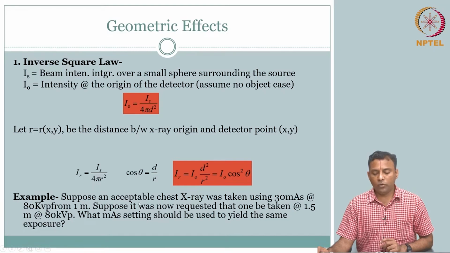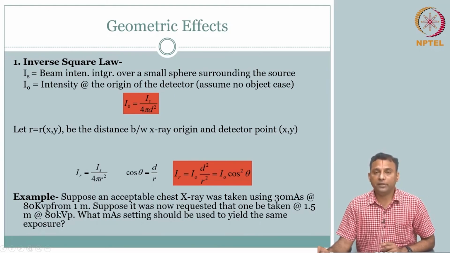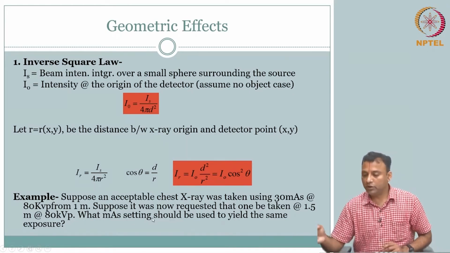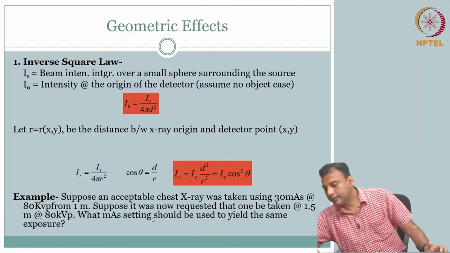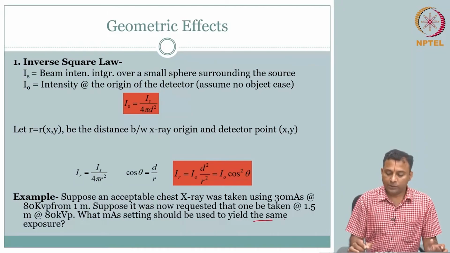They are saying, oh, now you need to move the patient, you have to take the patient at 1.5 meter from the tube, but the setting is the same, 80 kilovolts peak. That is what you want to apply. Question is, what MAS setting should be used to yield the same exposure?